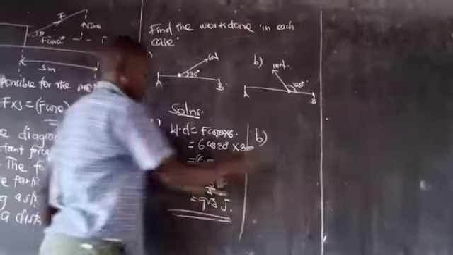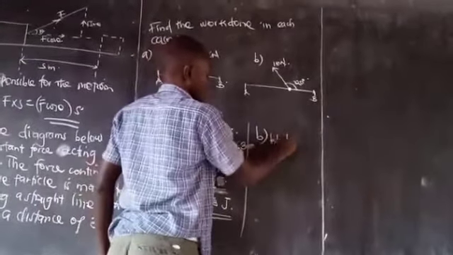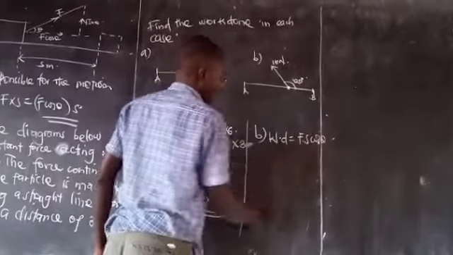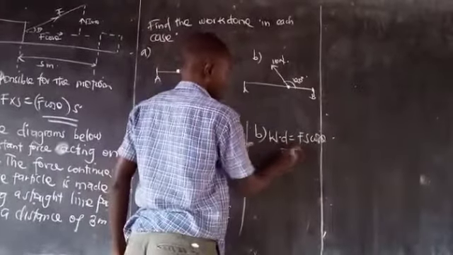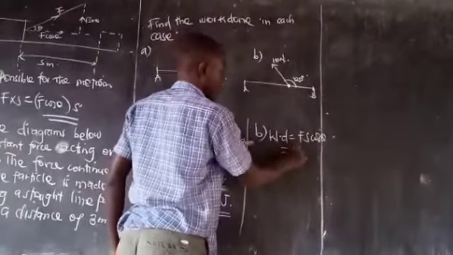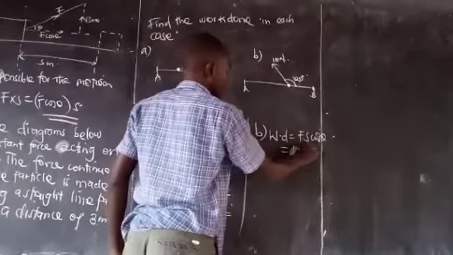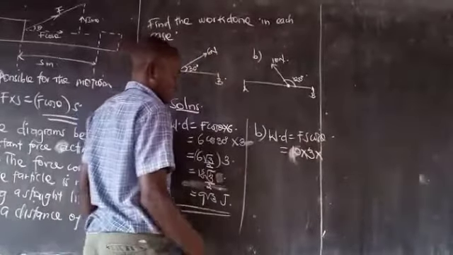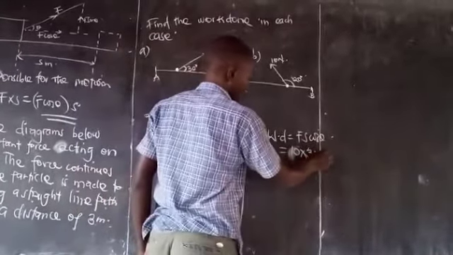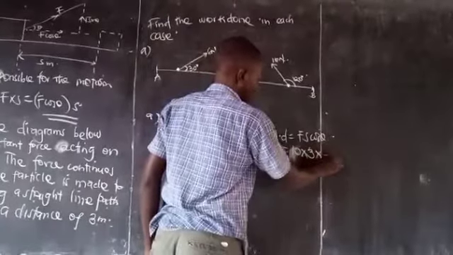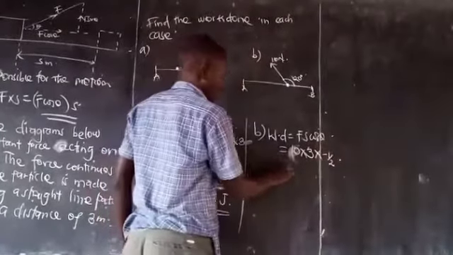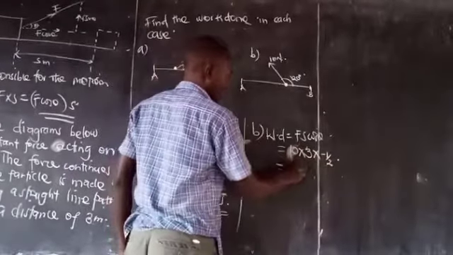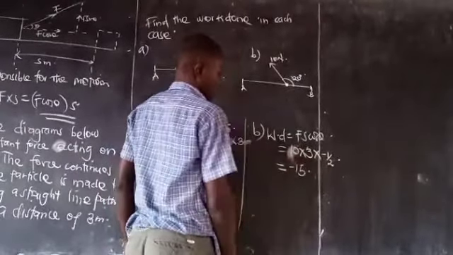Then for part B, we know that work done equals F times the distance times cos of theta, and this simply gives us the force as 10 newtons, the distance moved is 3, and the cos of 120 is the same as negative cos of 60, which is negative a half. And it gives us negative 15.